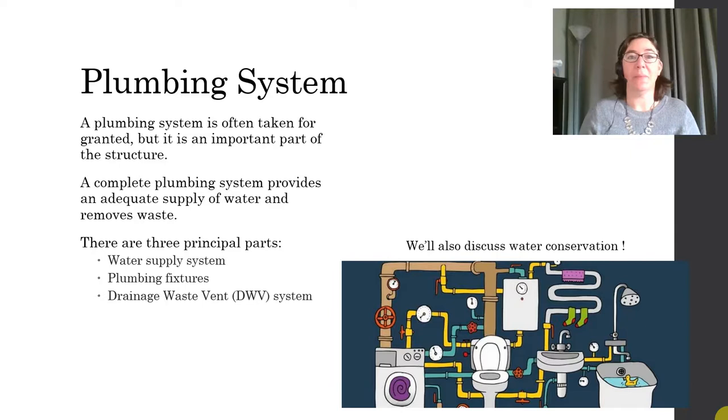Sometimes the plumbing system gets overlooked, but it's an important part of your building. A complete plumbing system provides adequate water and removes waste from the building. There are three major parts: the water supply system, the plumbing fixtures, and the drainage waste vent system. We'll cover all of these. We're also going to talk in this module about water conservation and some code issues that have to do with plumbing.